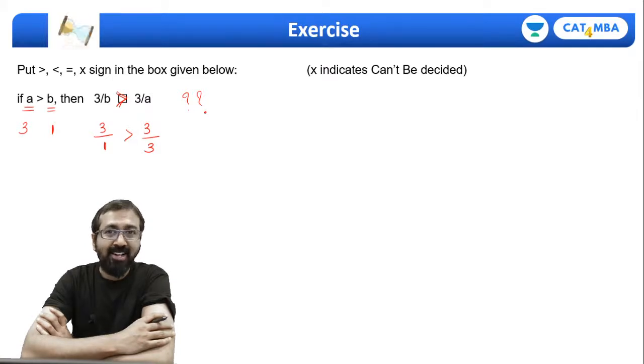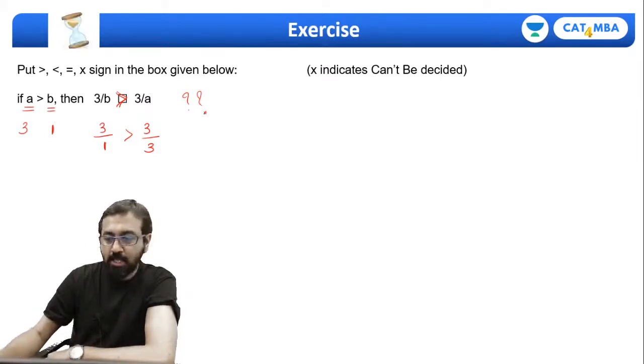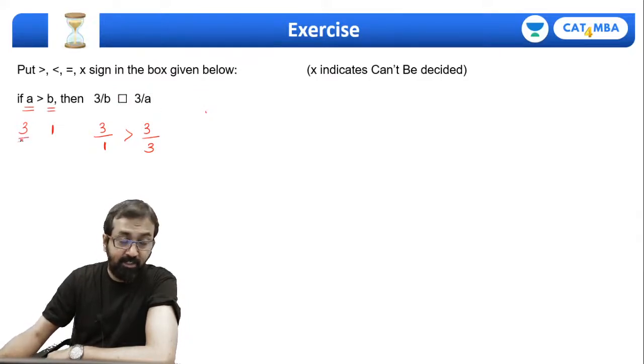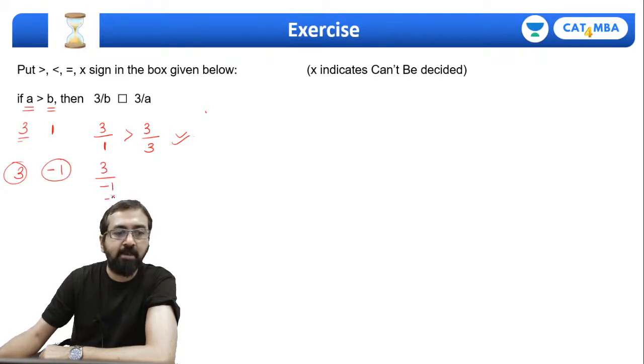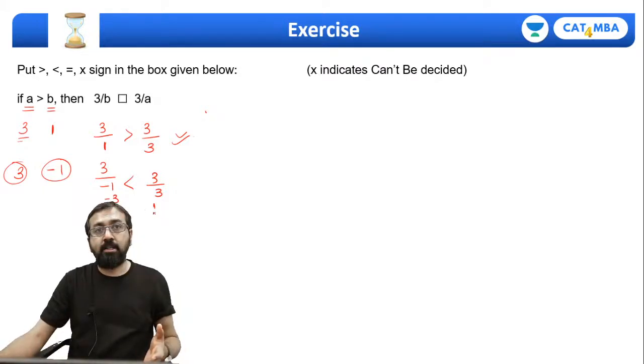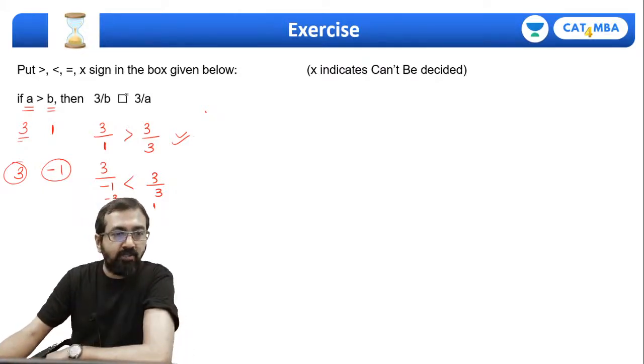No, this is not correct. So this is what I was talking about. When I take these values, A as 3 and B as 1, in short if I take both A and B positive, then this will be true. But what if I take A as 3 and B as -1? So what will be 3 upon -1? It will be -3. What is 3 upon 3? It's +1. So can I say this is greater now? Even this is possible. So that's why once again we'll put a cross sign.